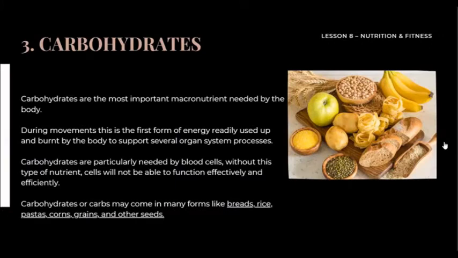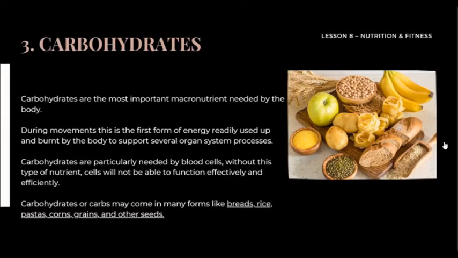We have carbohydrates. Carbohydrates are the most important macronutrient needed by the body. During movements, this is the first form of energy readily used up and burned by the body to support several organ system processes. Carbohydrates are particularly needed by the blood cells, and without this type of nutrient, cells will not be able to function effectively and efficiently. So here are examples of food that contain carbohydrates: breads, rice, pastas, corn, grains, and other seeds.